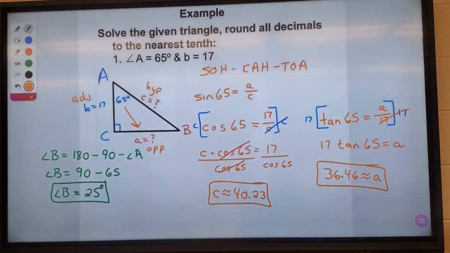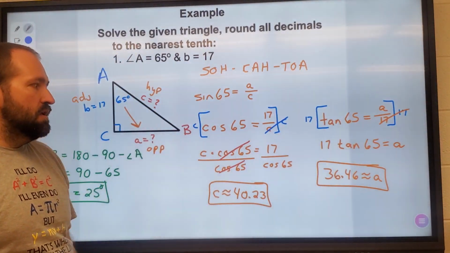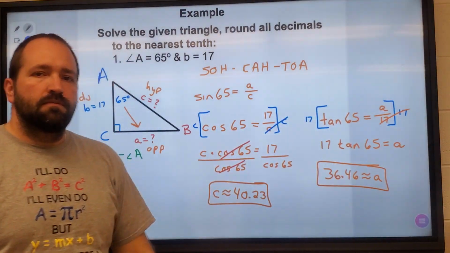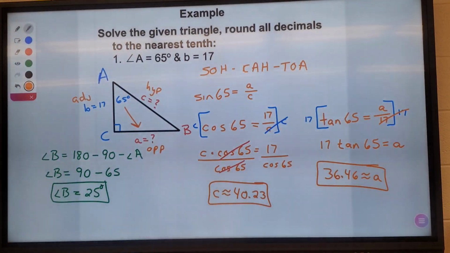So again, we need to solve this triangle by solving for the three missing components. We need to find angle B, which we did here. We need to find side C, which we did here. And we need to find side A, which we did here. So now you're done with this problem. Again, this is a kind of problem where I give you one angle and one side, or again, two angles if I include angle C.